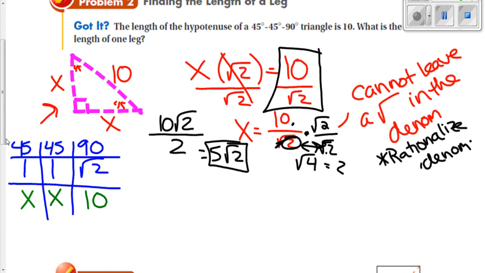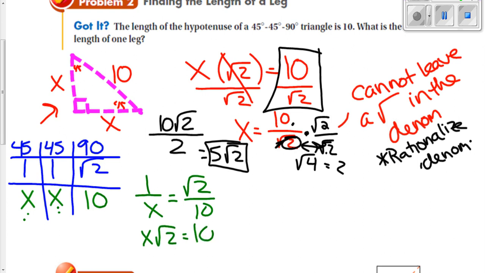All right, so once again, I'm going to set up a proportion. Doesn't matter which one I use, the variable is the same. So I have 1 over x equals radical 2 over 10. I cross multiply and I get x radical 2 equals 1 times 10, which is 10. And then from here on out, my work would be the same as we did up top here. Just a different way of getting to our answer.